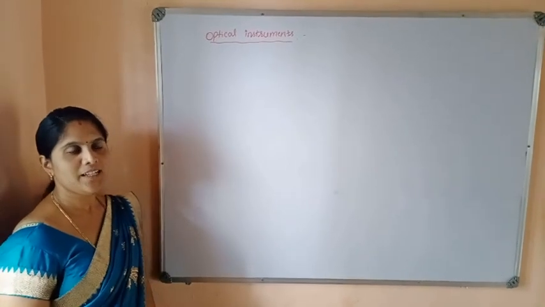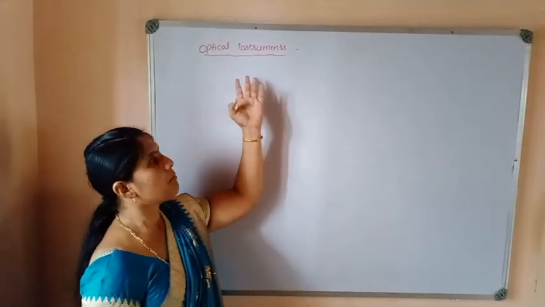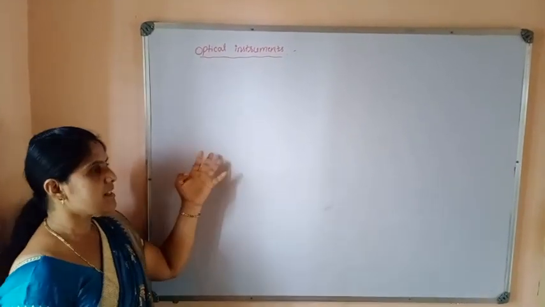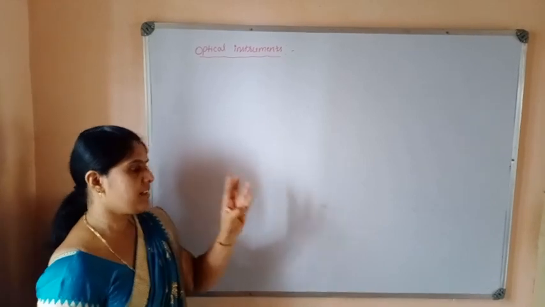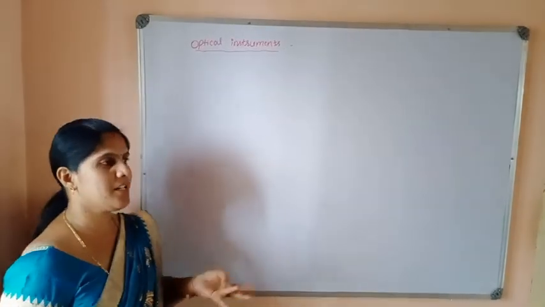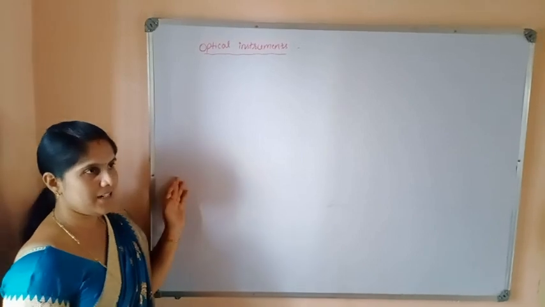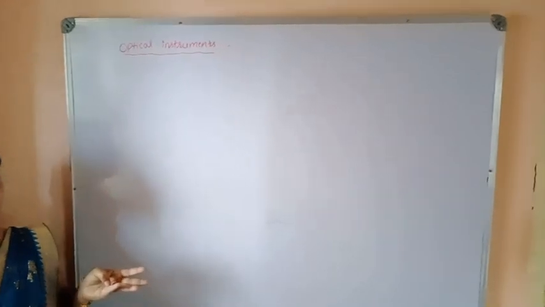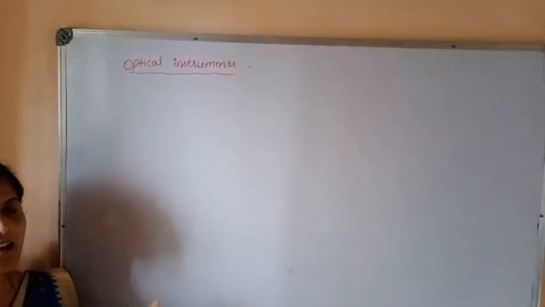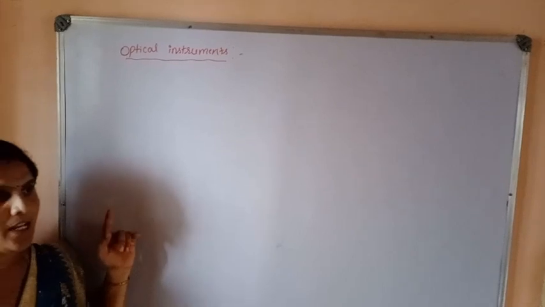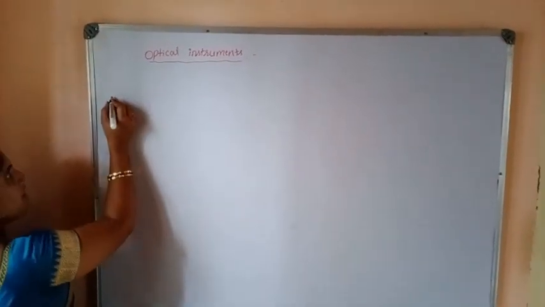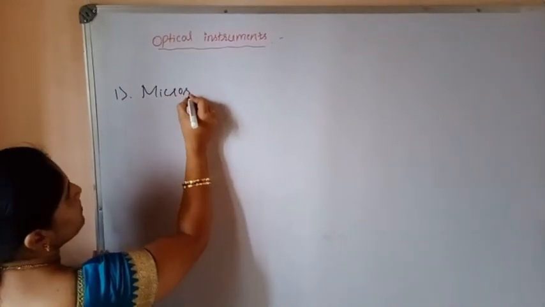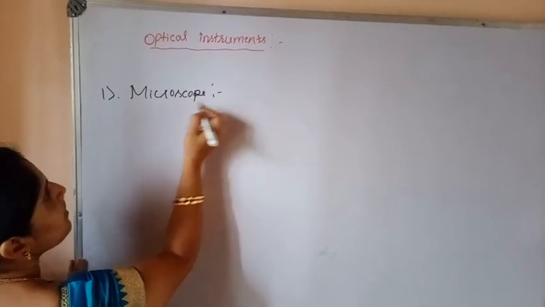Dear students, in this session we are going to discuss optical instruments. These optical instruments are designed by using certain properties of light, that is reflection and refraction of lenses, mirrors, prisms, etc. Examples of optical instruments are the simple microscope, telescope, binoculars, periscope, etc. In this we first discuss the microscope. Later we discuss the telescope.